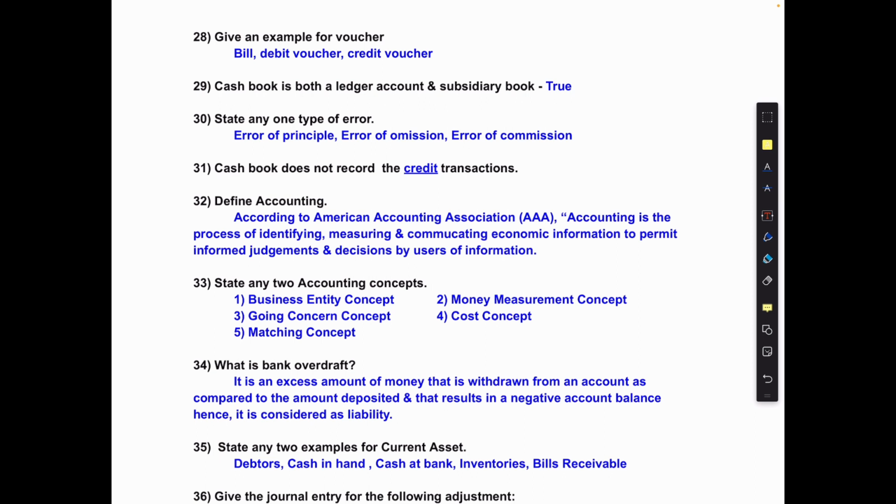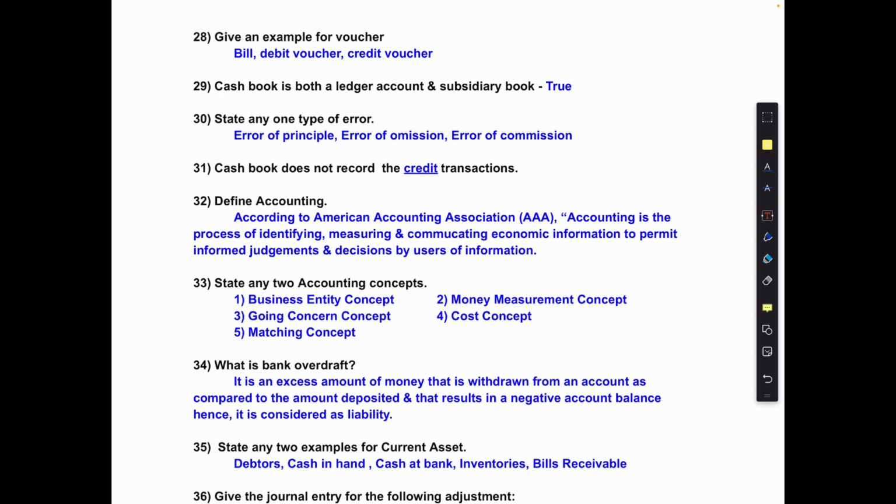32. Define accounting. According to American Accounting Association, accounting is the process of identifying, measuring, and communicating economic information to permit informed judgments and decisions of users of information. Question number 33. State any two accounting concepts. Answer is business entity concept, money measurement concept, going concern concept, cost concept, and matching concept. Any two you can write.